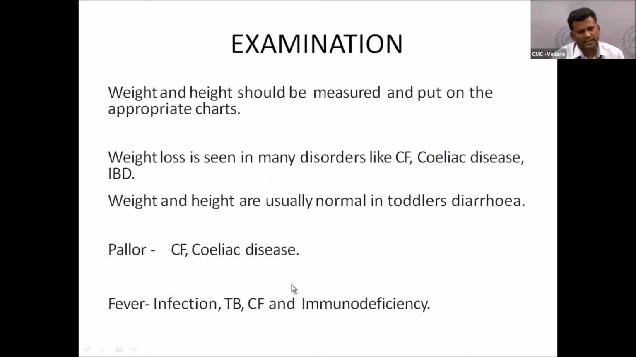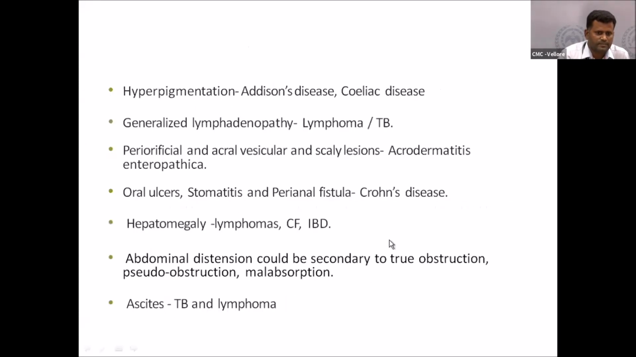And on examination, height and weight are very important because malnutrition can occur. Otherwise, in non-specific diarrhea and IBS, height and weight will usually be normal. And if there is associated anemia, then we should think of cystic fibrosis, celiac disease. If there is associated fever, then we should think of infection, TB, and also IBD, immunodeficiency. And hyperpigmentation gives clues that it could be celiac disease or Addison's disease. Addison's disease can produce diarrhea also.